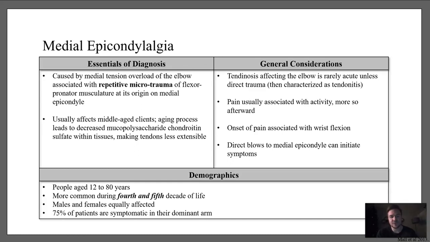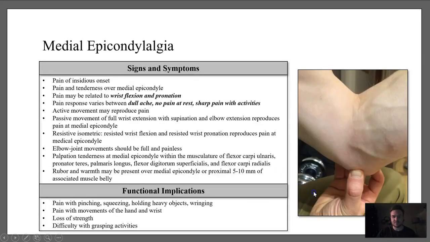This is also known as golfer's elbow, and I actually see more lateral epicondylalgia in golfers than I do medial, but for what it's worth, golfer's elbow. And again, males and females are equally affected. 75% of patients are symptomatic in their dominant arm. So much like lateral epicondylalgia, this could come on with insidious onset. No true mechanism, however, repetitive overuse over time may be the culprit.